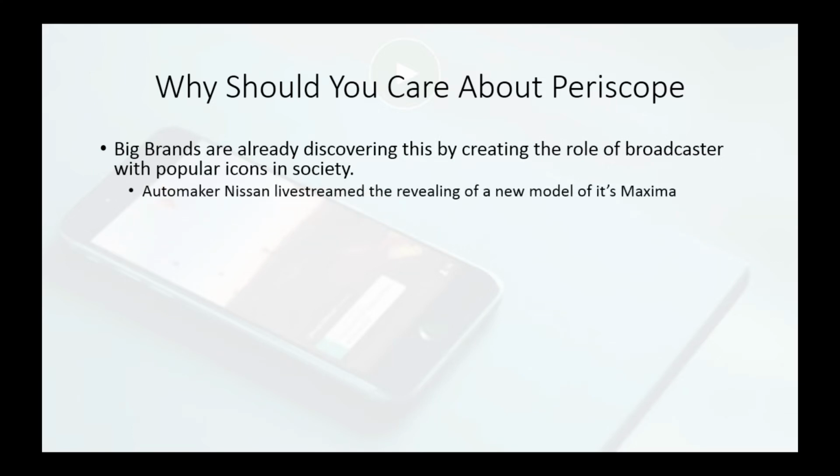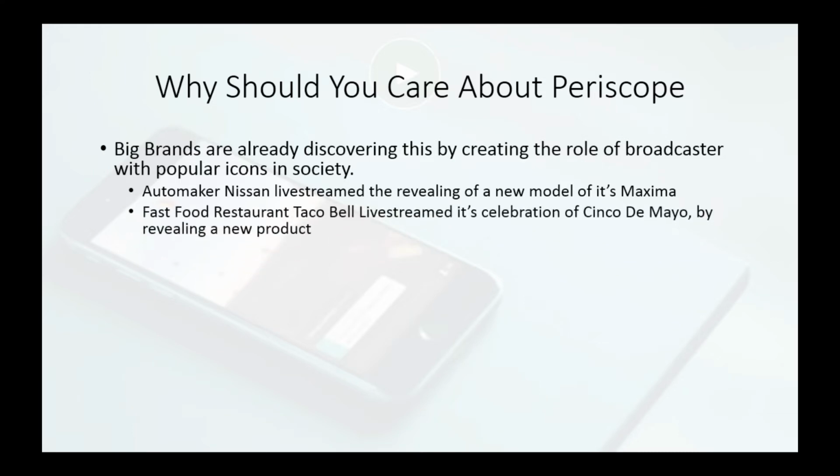Well, for example, automaker Nissan used Periscope to live stream the reveal of a new model of its car, the Maxima. And so they were able to bring an audience from their Twitter following using live video without paying anything for the actual event, the actual branding. Fast food restaurant Taco Bell live streamed its celebration of a special event on the calendar by revealing a new product. So they were able to combine a special event with the reveal of a new product, and do this with Periscope, with their Twitter following.